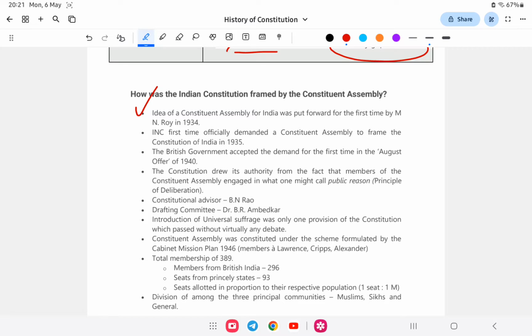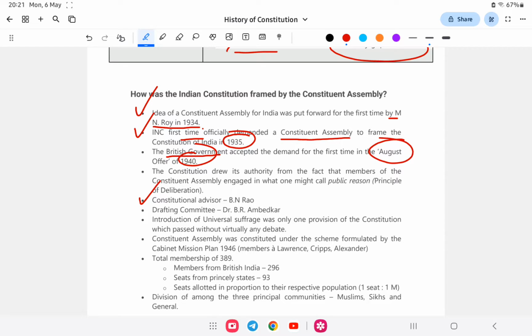So the first idea of a constitution was given by Mr. M.N. Roy in 1934. The Indian National Congress first demanded a Constituent Assembly in 1935. The government of India fulfilled this demand through the August Offer of 1940. After India got independence, the preparation to draft the constitution was finally made.